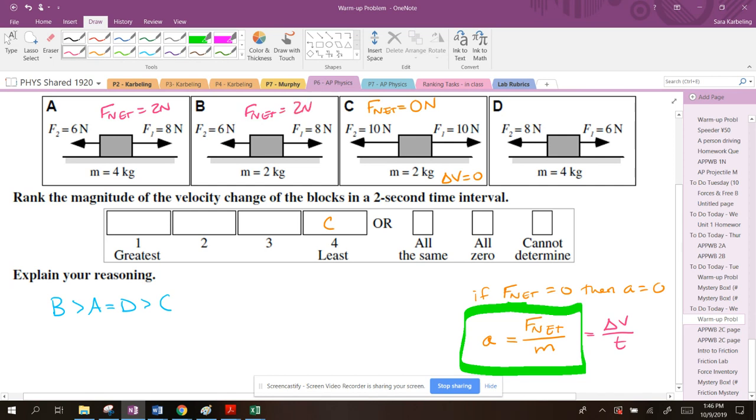Because A and B are the same direction. D is the other direction, but because it says magnitude, that means we're okay, right? Okay. If you divide F net by mass for all of them, you'll get 2 over 4 for A and B, and you'll get 1 for B. 2 over 2, 2 over 4. Yeah. And 1 is bigger than 2 over 4. So 1 is bigger than 2 over 4, and that's where B comes from.